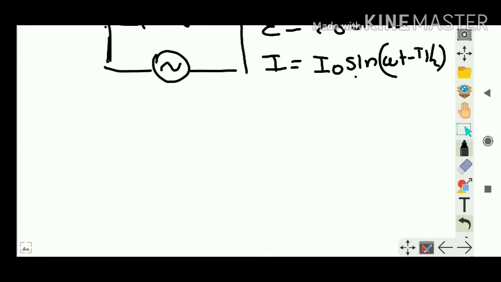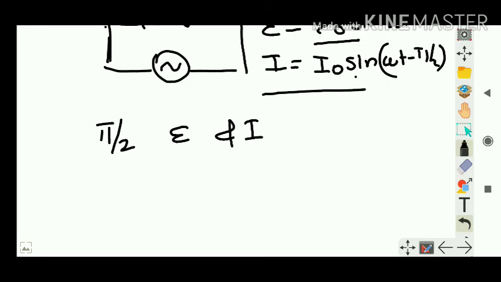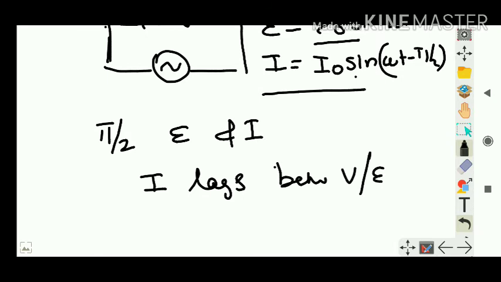Now, what do you infer from this equation? That there is a phase difference of 90 degrees between EMF and current. I can easily say that the current lags behind what? Voltage or EMF. Because the current is lagging behind the voltage or EMF by an angle of 90 degrees, minus pi by 2.